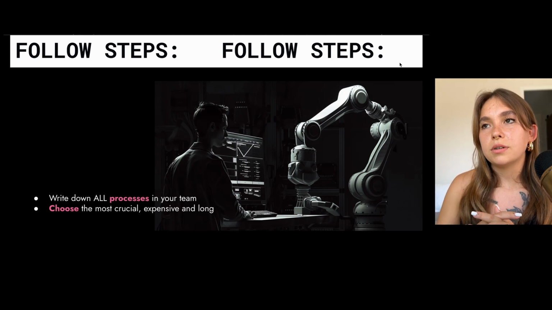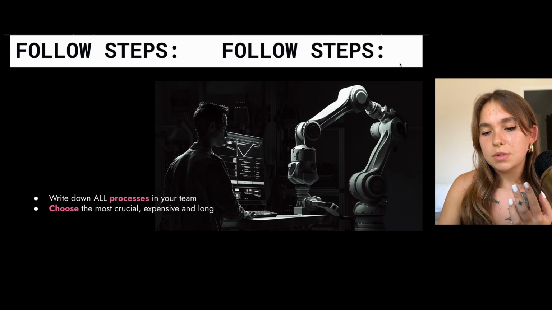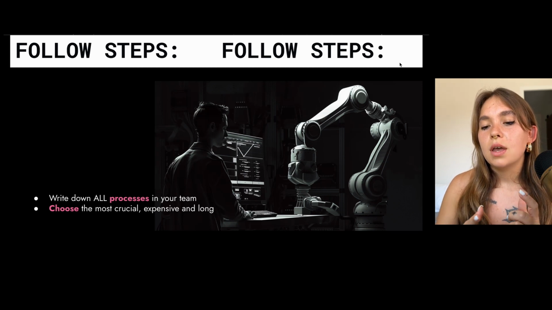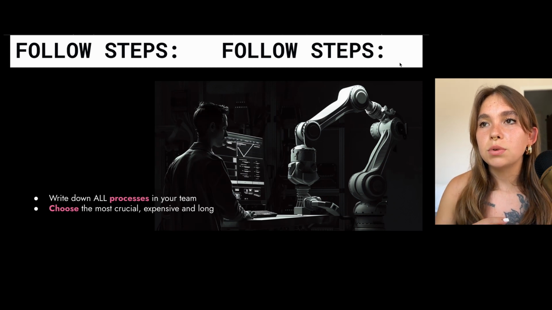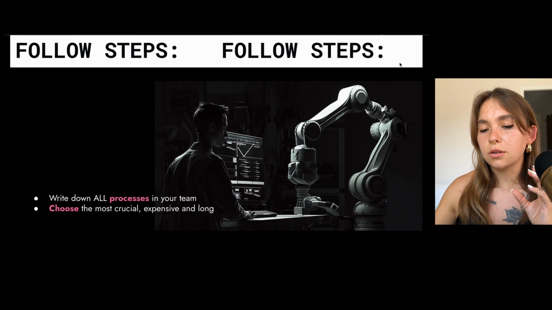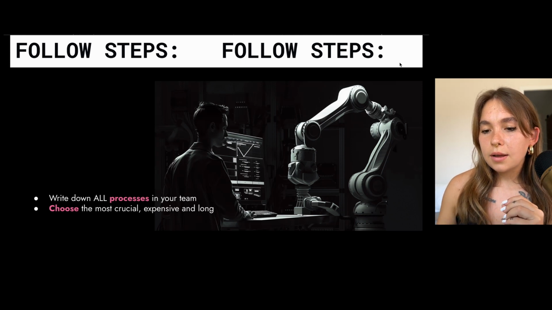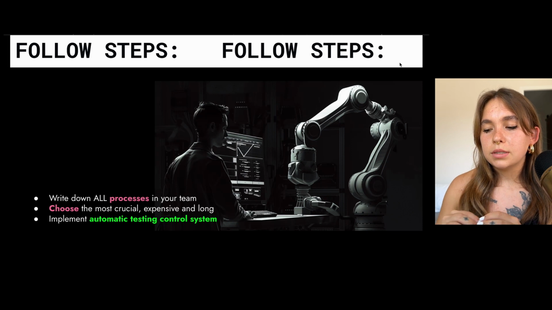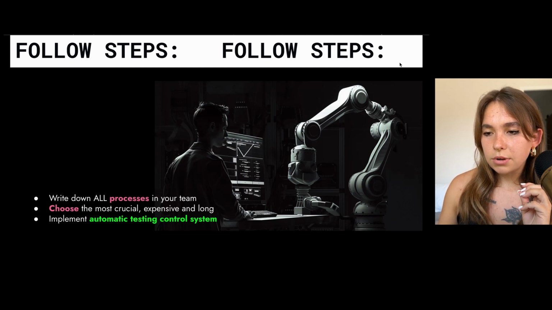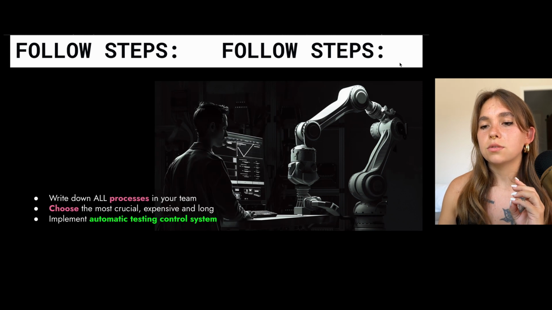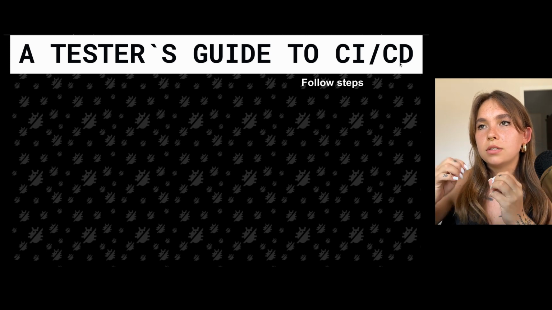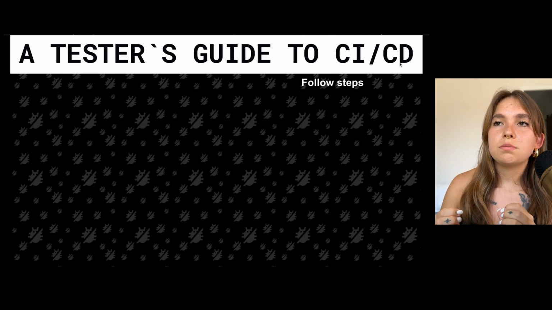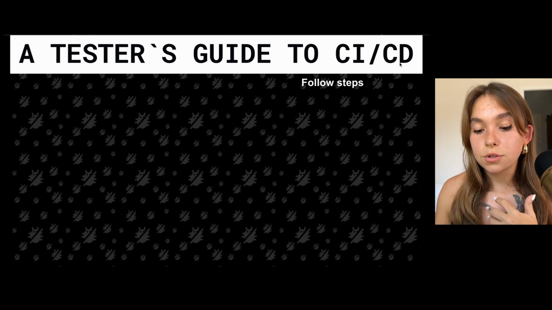First of all, we can prioritize based on money, how much money we spend, also based on general impact, so whether it's crucial or not, and also based on how much time it takes. In general, we would really love to speed up really long processes and automate them. After that, we can implement an automatic testing control system, and we will start right now from this part, how it looks. So we should follow these steps. Of course, it can be adjusted to different teams, but it's just a common approach from my personal experience.